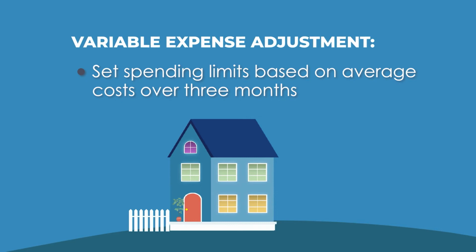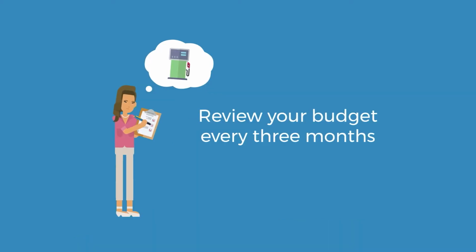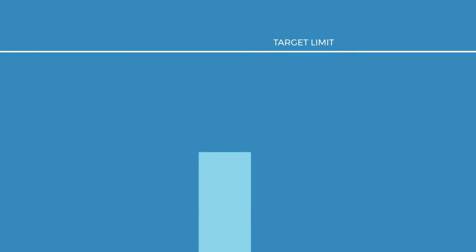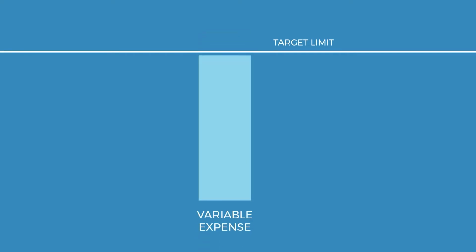Set target spending limits for each expense. Take an average of 3 months of those expenses to target a spending limit. Once set, review your budget at least once every 3 months. If your actual spending is higher, you need to cut back or adjust the target limit.